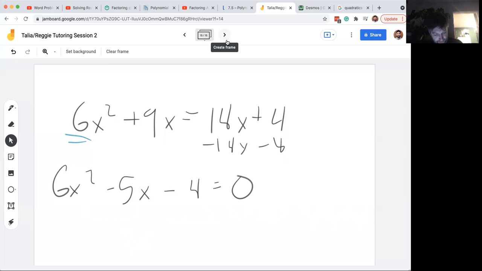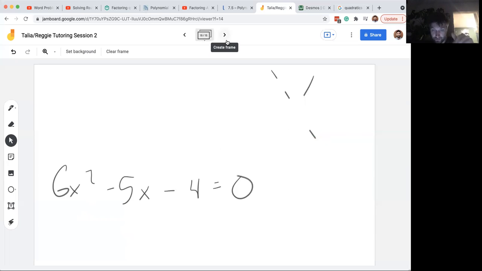So we're going to set up our little x here that we put, that's it, there we go. So the top is A times C, remember?